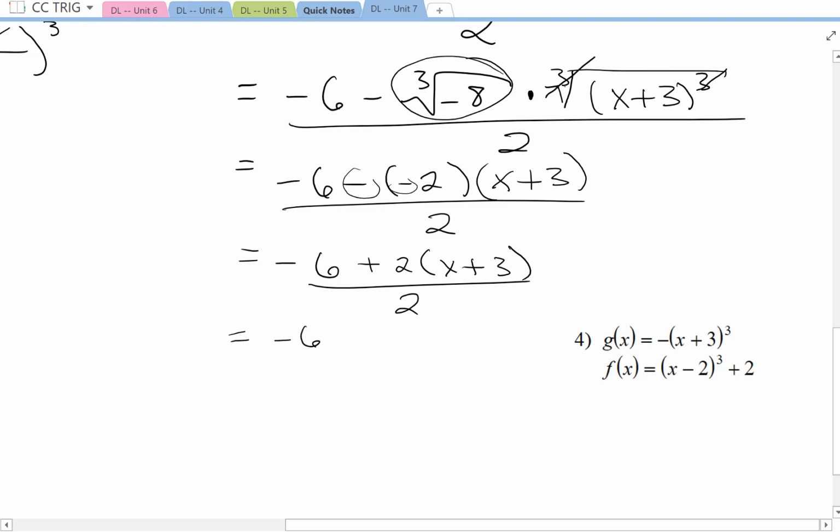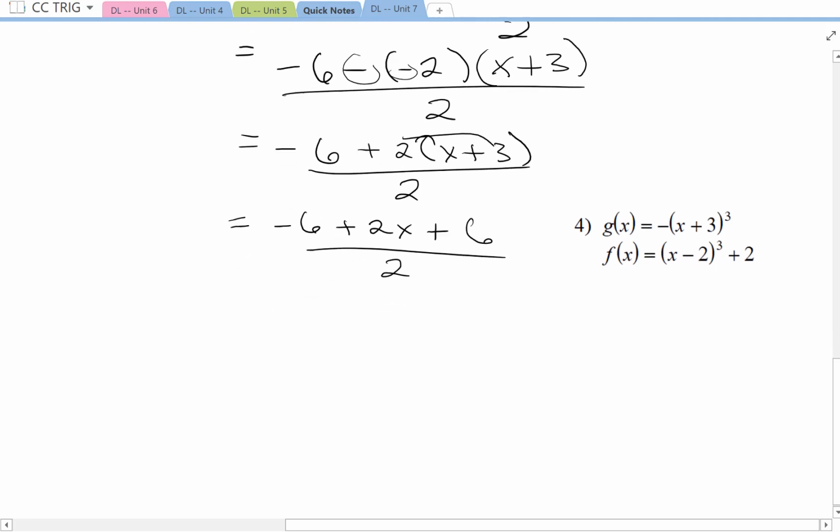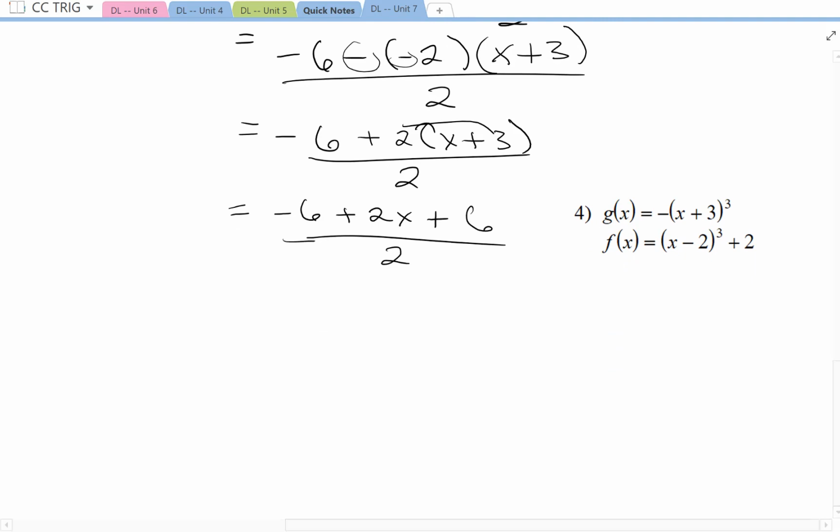Negative 6 plus 2x plus 6 over 2. Combine like terms, negative 6 plus 6 is 0. So you have 2x over 2. 2 over 2 is 1. That reduces to be x.